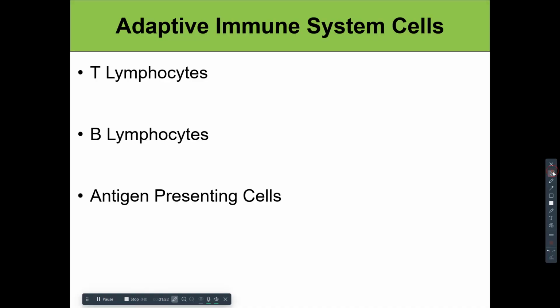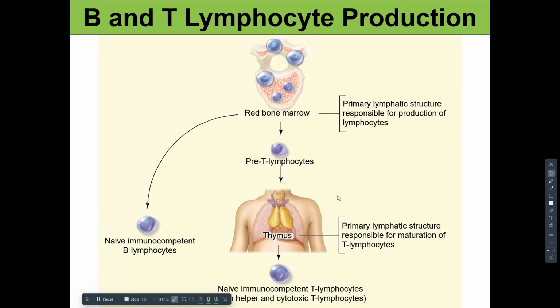Now, let's start with the B and T lymphocytes and where they're produced. Of course, we know they're made in red bone marrow. All blood cells are made in red bone marrow. So hematopoiesis, the production of all blood cells, occurs in red bone marrow. Leukopoiesis, the production of white blood cells, occurs in red bone marrow.